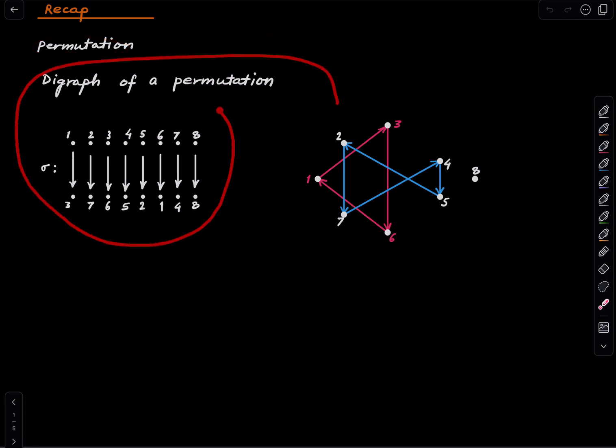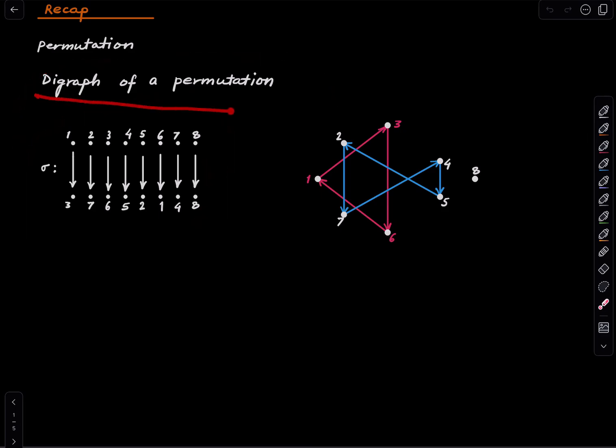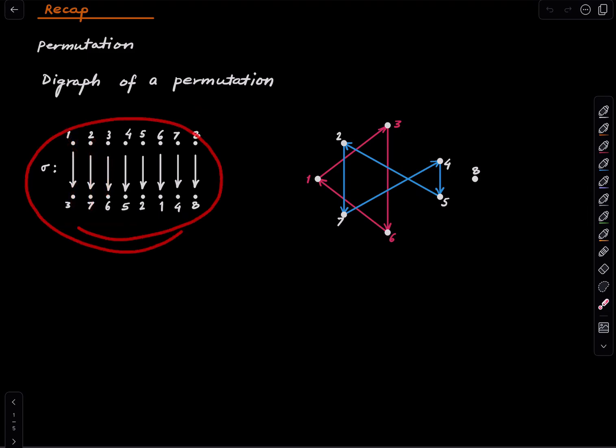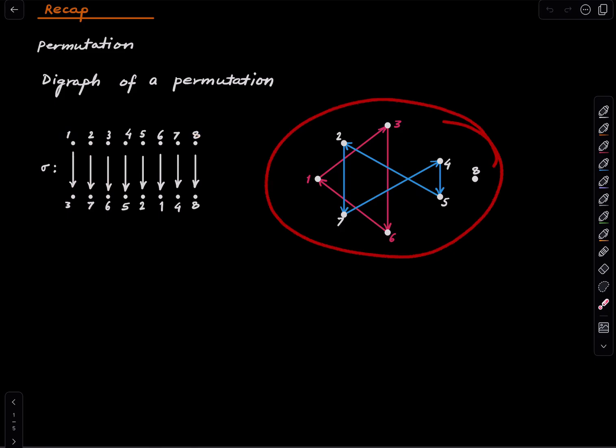Here is one example of a permutation, and then we discussed the notion of the digraph of it. In this example, the set X is the first 8 natural numbers, and this is how sigma behaves. It sends 1 to 3, 2 to 7, and so on. But a graphical way of representing this same information is via the permutation digraph, which just tells us exactly what sigma is doing to various elements. Sigma is sending 1 to 3, 3 to 6, 6 to 1 again, and so on.